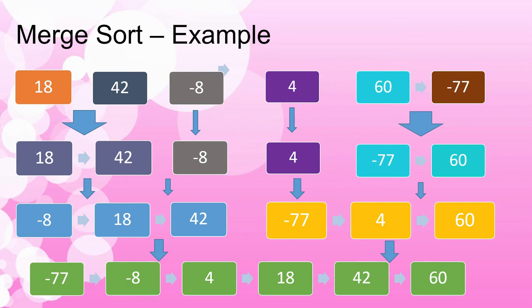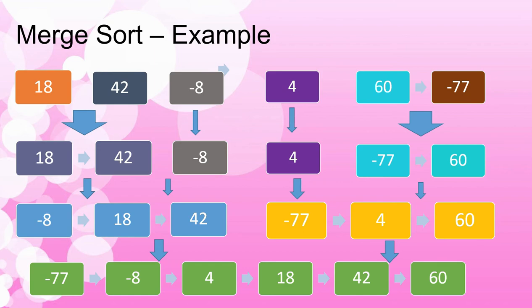And then the right side we do the same thing. We take the two elements, the single left and right arrays, we merge them, we change the position because the left element is bigger than the right element, and then we merge again the 4 and the minus 77 and 60 into a 3 element array. Again we change the position of the 4 and the minus 77 because the minus 77 is smaller.